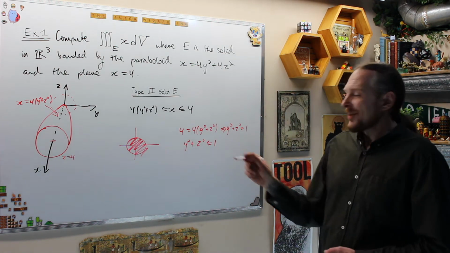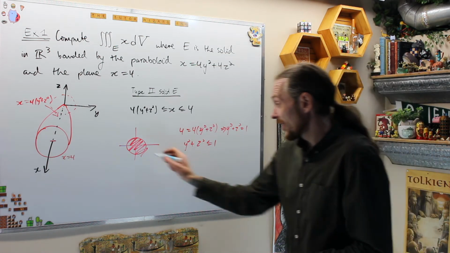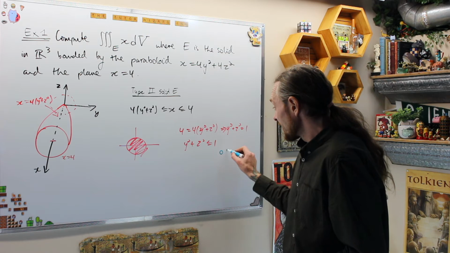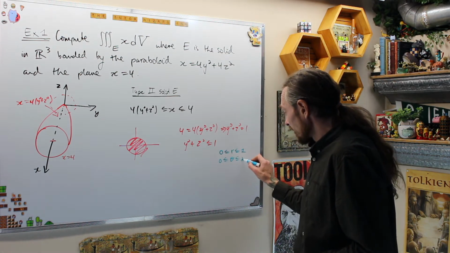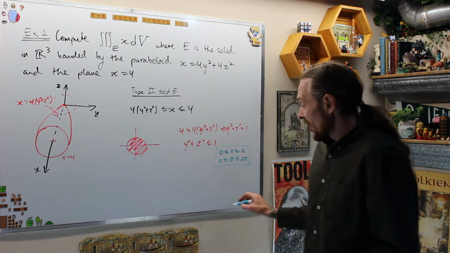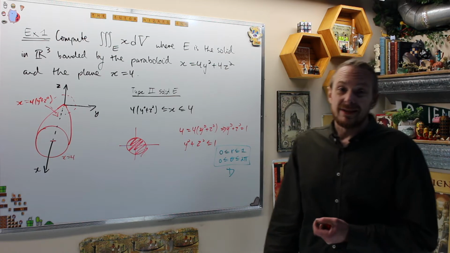And what that means is I'm probably going to want to switch and use polar coordinates. So therefore what I'm going to do instead is phrase that as 0 is less than or equal to r is less than or equal to 1, and 0 is less than or equal to theta is less than or equal to 2 pi. These are my bounds for my region D, which is now a polar region, not type 1 or type 2.